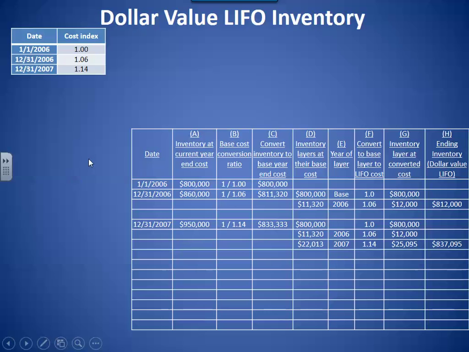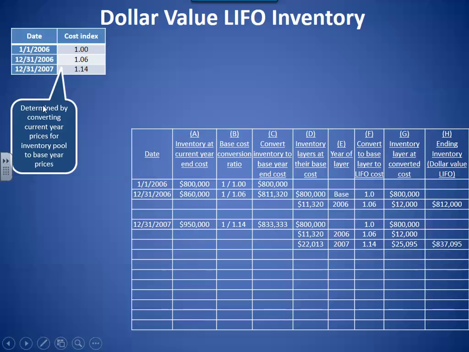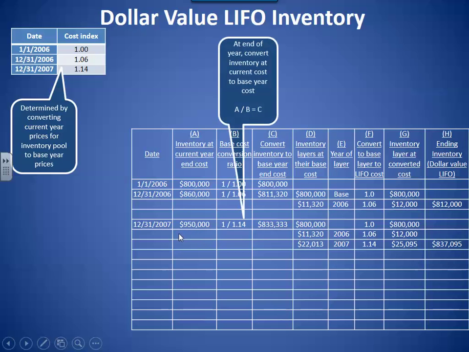Okay, now in this case, we've added another year, and doing our calculations again, this was determined by converting current year prices for the inventory pool to its base year prices. So in this case, now our cost index for 2007 is 1.14, and our cost index for 12/31/2006 remains at 1.06, and our base year remains at 1. So here we see we have inventory at our current year cost of $950,000.